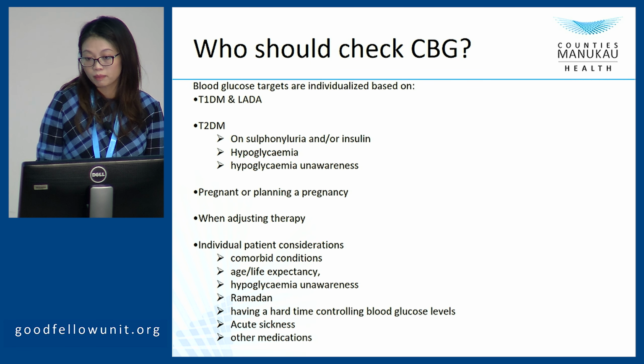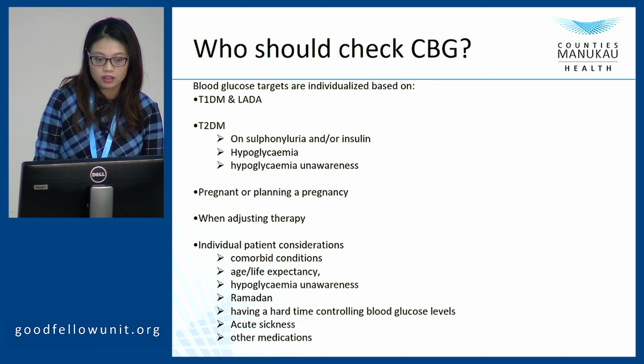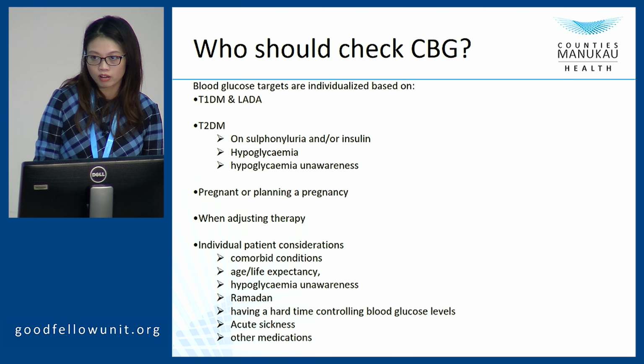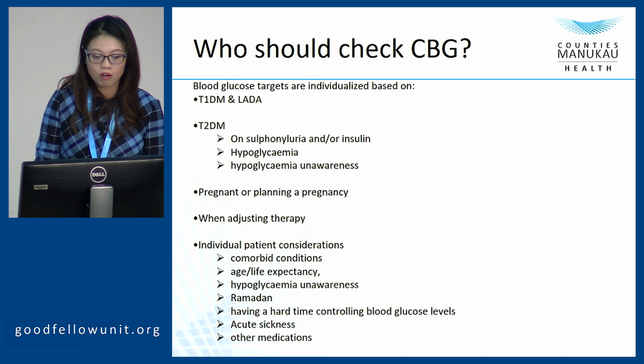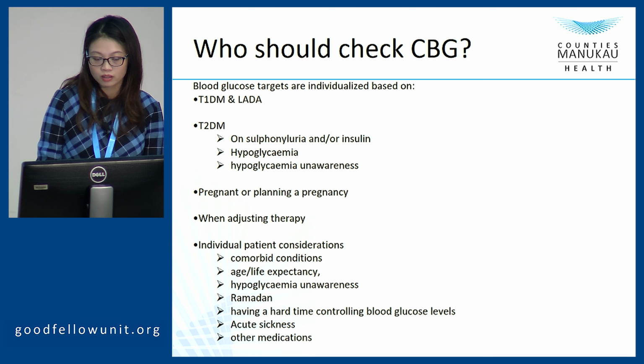So who should check the blood glucose? For type 1, the blood glucose targets are individualized. Patients with type 1, or later type 2 on sulfonylurea or insulin, or who have hypoglycemia or hypoglycemia unawareness, are pregnant or planning pregnancy, are adjusting therapy, are fasting during Ramadan, are having a hard time controlling blood glucose, or have acute sickness.